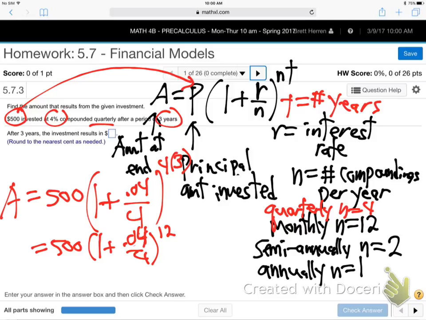Somebody got an answer on that one? Tim, you got something? 563.41. That sounds reasonable. Anybody else getting that? Yeah? All right, good. So that must be the answer. A couple of us are getting that. So $500 invested at 4% interest compounded quarterly for 3 years becomes $563.41.